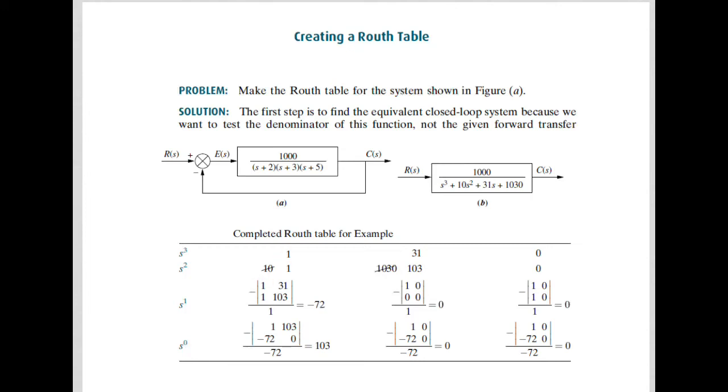From here we get 1 1, then 31, 103 divided by 1 which is equal to 72. Then again we have 1 1, then we have 1, sorry, it should be 1. It is wrongly displayed here, so it should be 1.